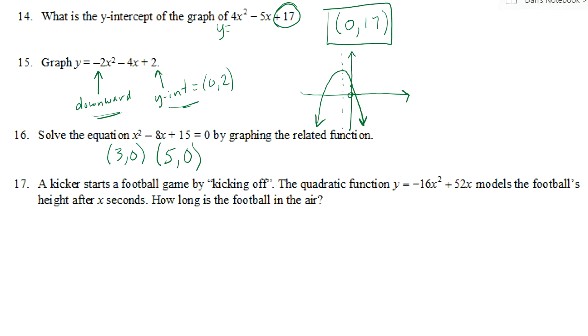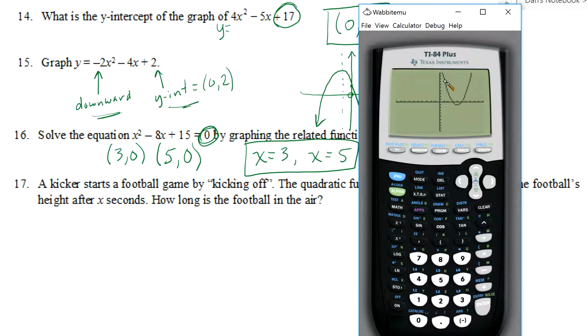It just says solve the equation, so your final answer would be x equals 3, x equals 5. And the whole idea here is, since it says where does that equation equal 0, here is the graph of my equation, x squared minus 8x plus 15, and it equals 0, which is our x-axis. Where does it cross that 0? That's 0 at 3 and 5.